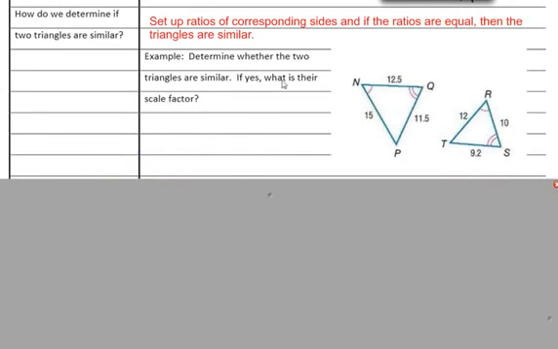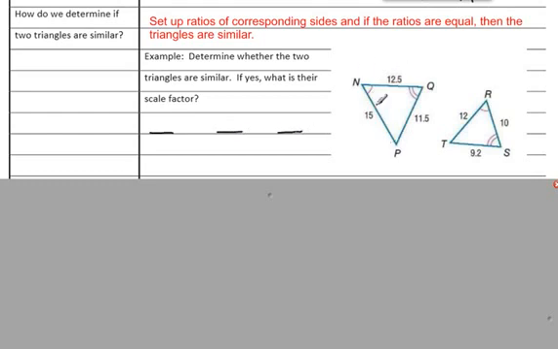Okay, so the example is: determine whether the two triangles are similar. If yes, what is their scale factor? And yes, I do want you to draw these pictures. That's why you want to have a ruler and take note how the angles are marked. So we're going to set up ratios of their corresponding sides. So we're going to have three ratios here.